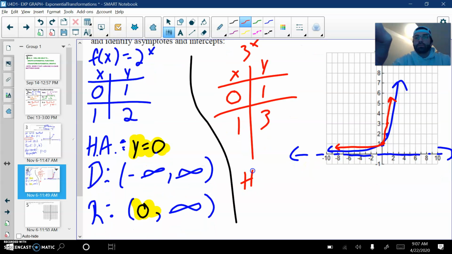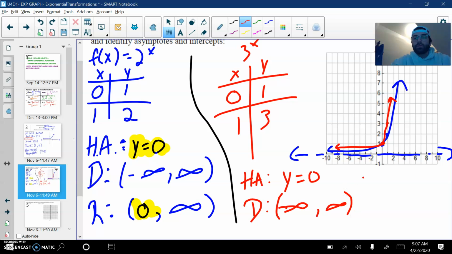Horizontal asymptote: was there a vertical shift? No, there was not. So our horizontal asymptote is still y equals 0. Domain: it's an exponential function, I can have any input and get an output, so negative infinity to infinity. And my range always matches my horizontal asymptote, so from 0 to infinity.